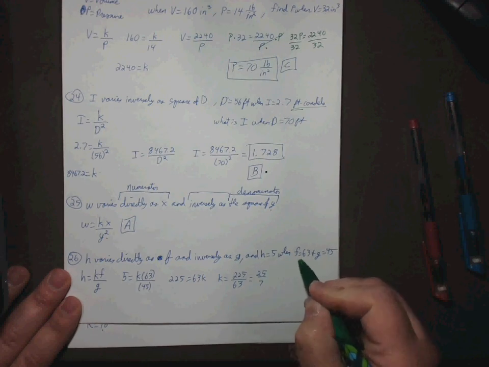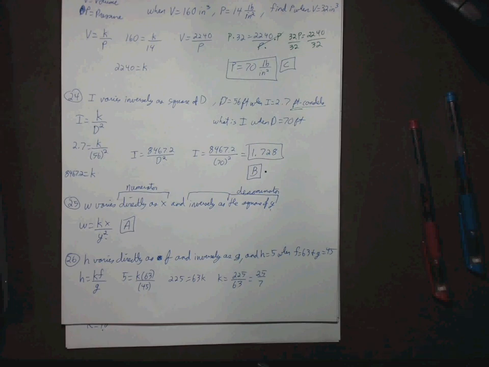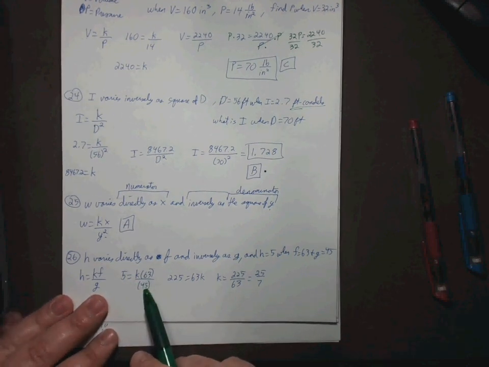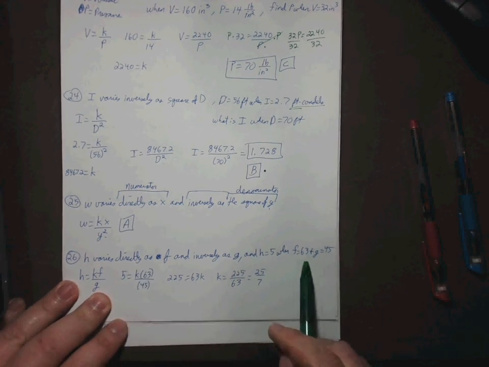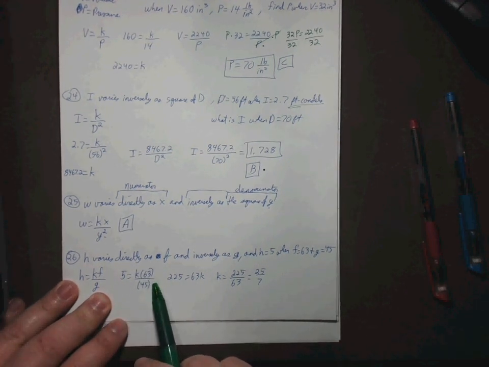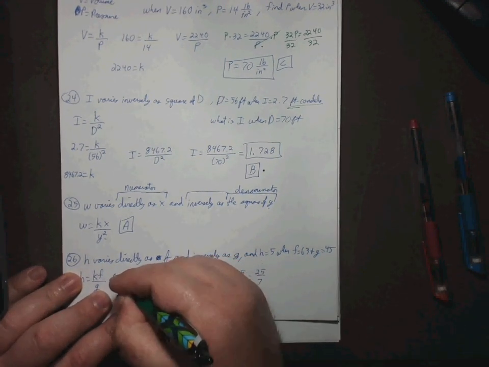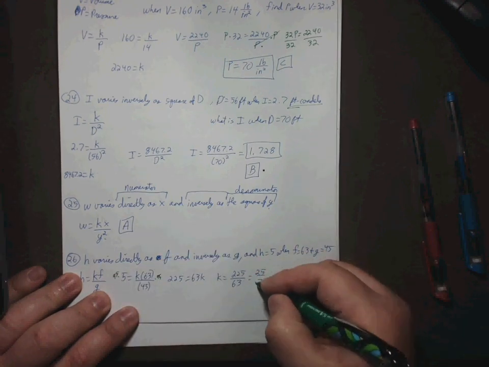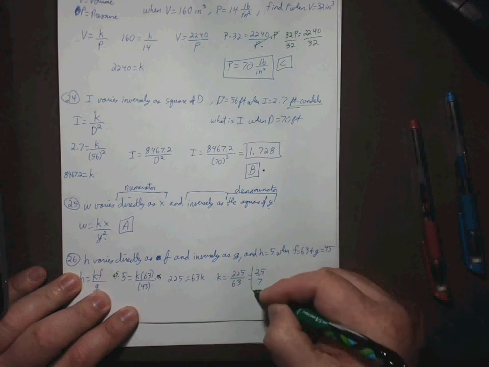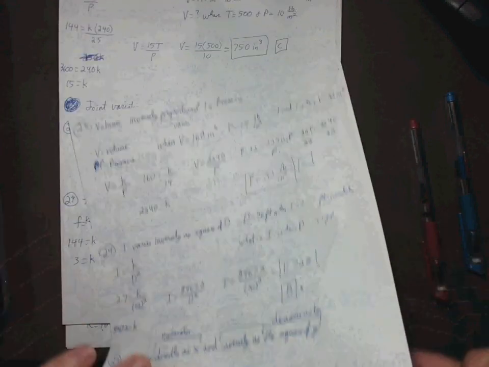And h equals 5 when f equals 63 and g equals 45. This is what I'm using to find k. You plug it in and you solve for k. Okay? 5 is h equals k times 63 divided by g, which is 45. I multiply both sides by 45. I got this, and I divide by 63, and then that simplifies down to 25 over 7. Okay? That's my constant of proportionality. That's all you were asked for on that one. Okay?